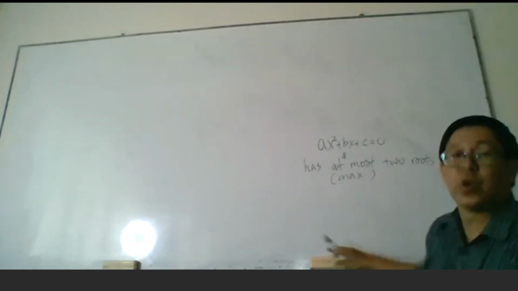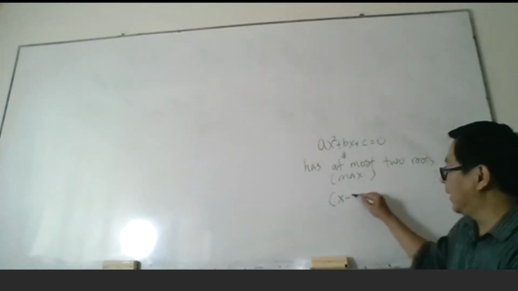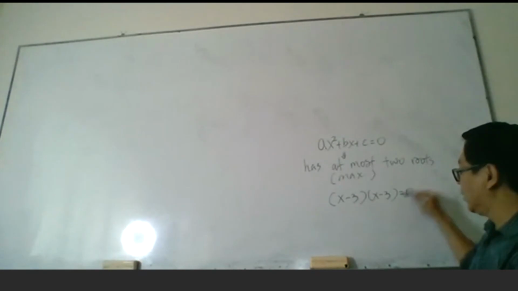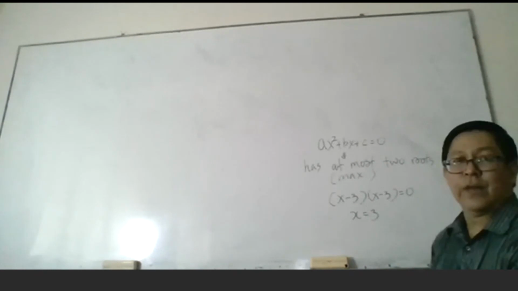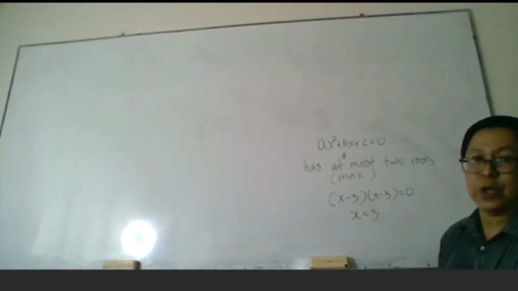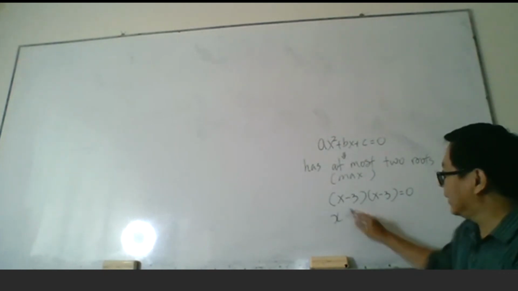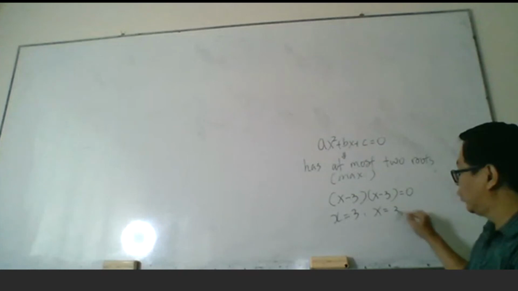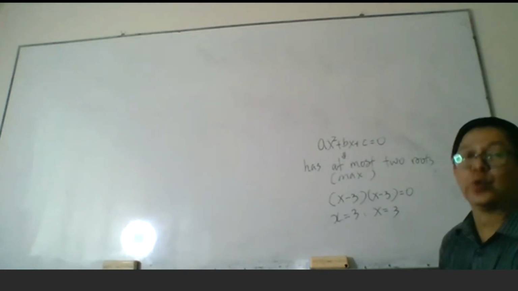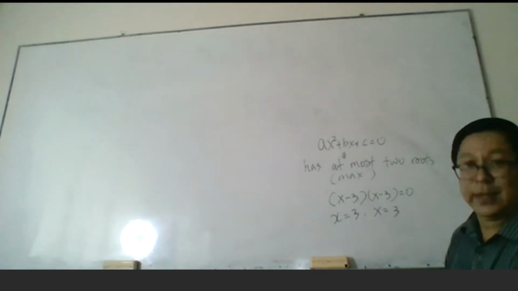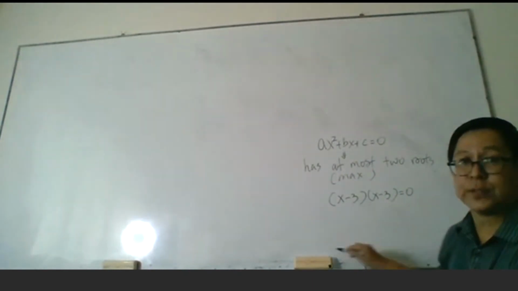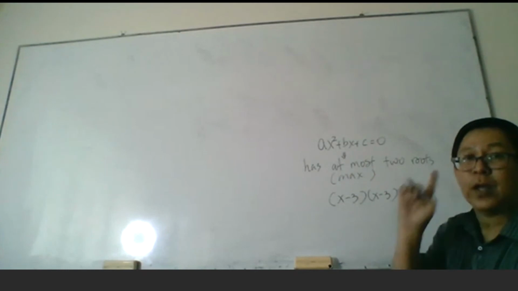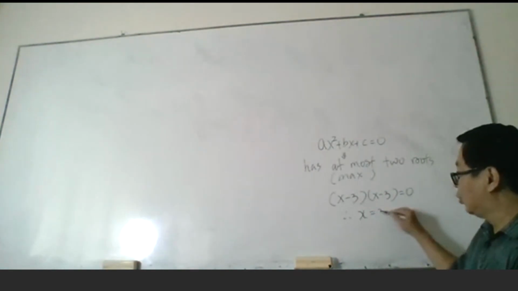But some questions may give you x minus 3, x minus 3 equal to 0. In this case, we managed to get 1 only. This is called 2 equal roots. I cannot write x equal to 3, x equal to 3, we don't need to repeat the value again. This is called a repeated root. For repeated roots, we just need to write it 1 time, that is x equal to 3.